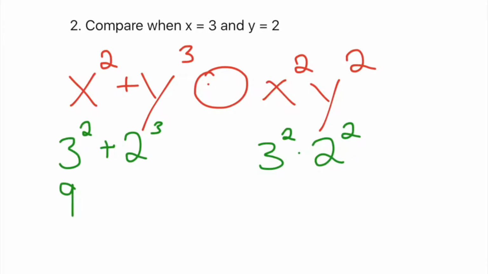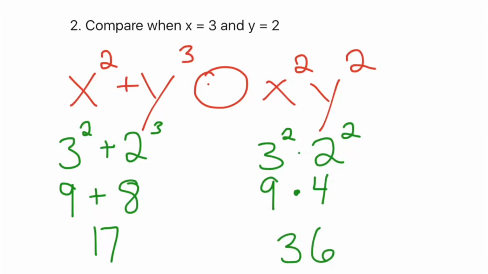3 squared is 9 plus 2 to the third is 8. That's going to be 17. Over here on the right, 3 squared is 9 times 2 squared is 4, and that's 36. So this one is bigger, so our answer is greater than.